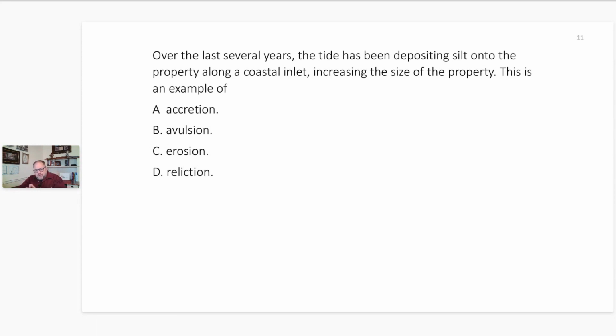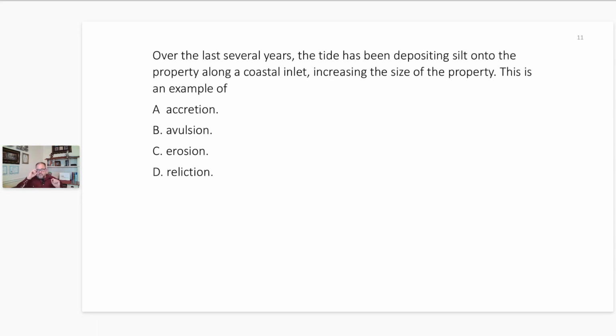Remember, how land is moved, gained and lost. We can gain land and we can lose land. Here we're gaining land through the deposit of silt. Now, if the question would have said over the last several years, the tide had been depositing silt onto the property along the coastal inlet, which of the following below best describes the land that is formed? Okay. Now, the land that is formed is not accretion, but the land that is formed as a result of accretion is called alluvion.